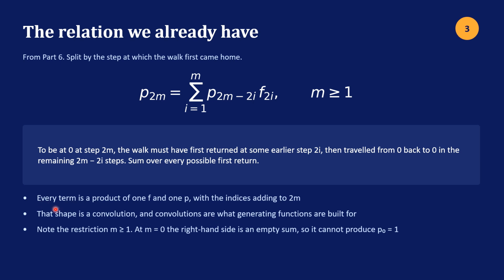I have a few points here. Every term is a product of one f and one p. That shape is a convolution, and convolutions are what generating functions are built for. So we'll get to that. And then the restriction is m greater than or equal to 1. So we also have the case where p sub 0 equals 1. We'll need to take that into account. That's when you just start. You're of course in state zero when you start. So let's continue.